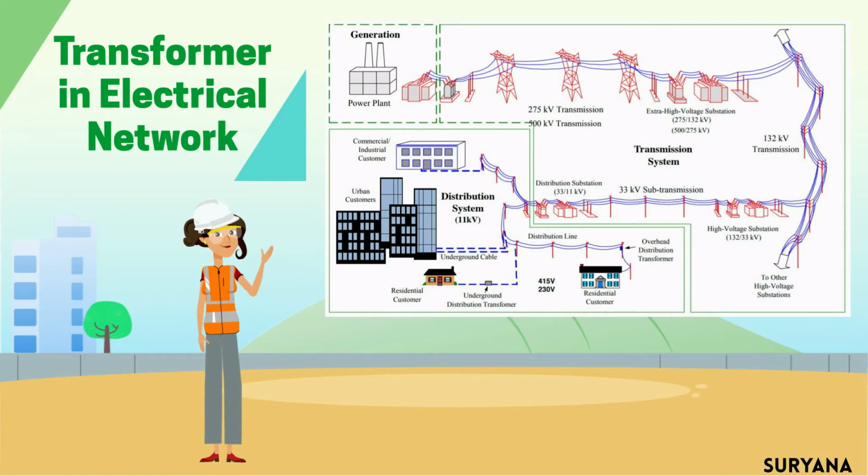So, here is the transformer in the electrical network. There are three main parts in an electrical power system network, which are the generation system, transmission system, and distribution system. As you can see, the electrical power system there. The distribution system is the link from the distribution substation to the customer, which consists of transformers, feeder circuits, switches, protective equipment, primary circuits, secondary circuits, and service lines.